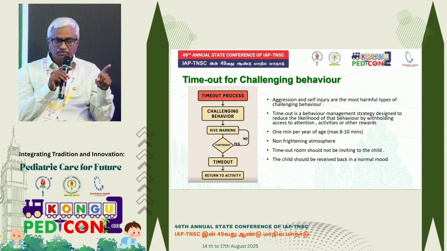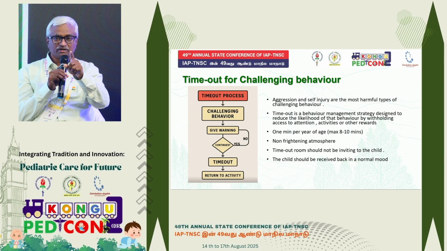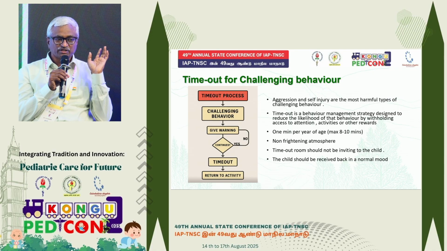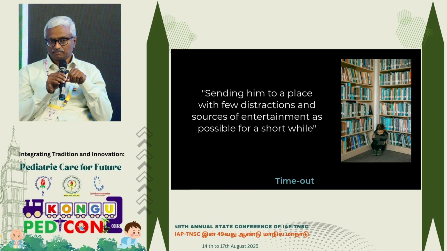The cognitive ability of the child should be good. If a child has poor cognitive ability, you cannot put him in a separate room and give timeout punishments. There should be no frightening atmosphere, and the timeout should not invite the child to do the behavior again. So these are a few principles you should follow. When you send him to a place with few distractions and sources of entertainment, it's called a timeout. That's something we are not normally doing here, but it works very effectively.